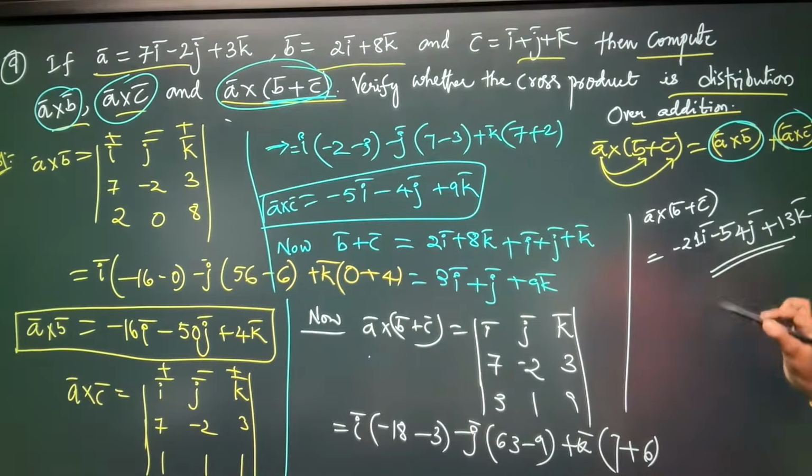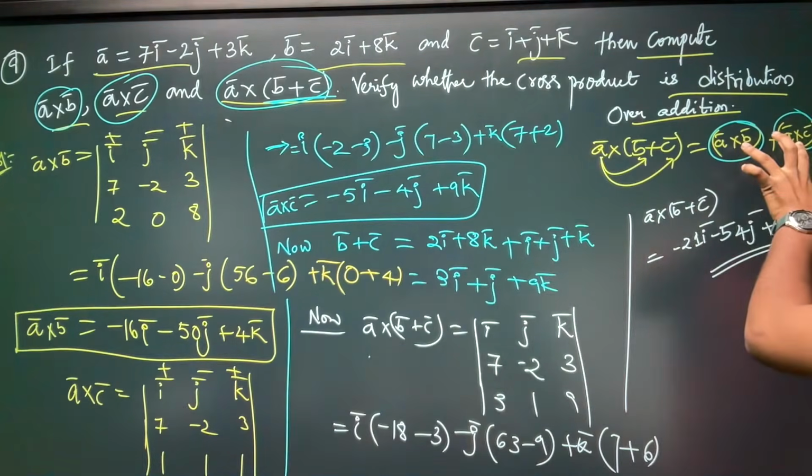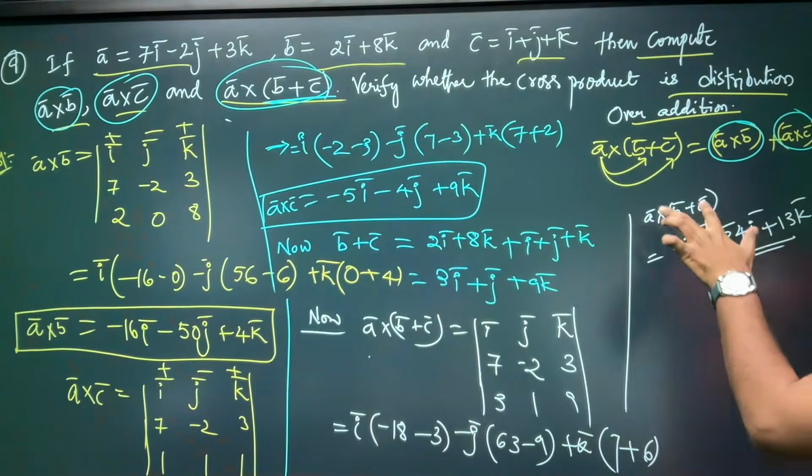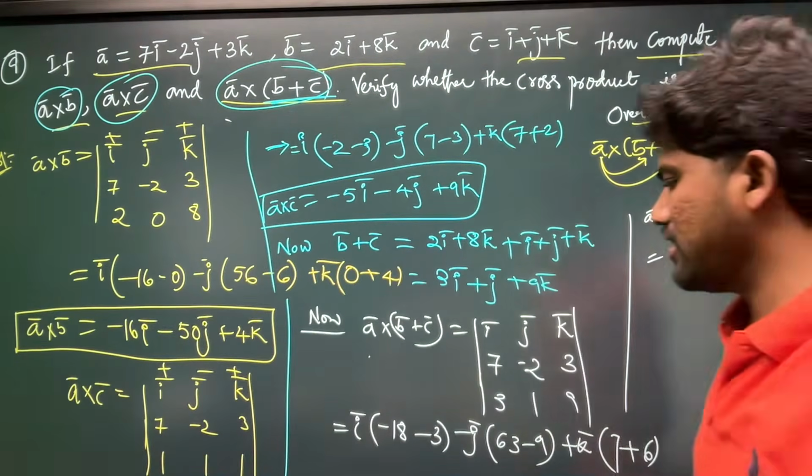This is the value, 13 K bar. Okay, minus 21 I bar, this one. Now if you add them, what should you get? This is the LHS we got. Now what is the RHS? A bar cross B bar plus A bar cross C bar. If you add these, you should get the same value.